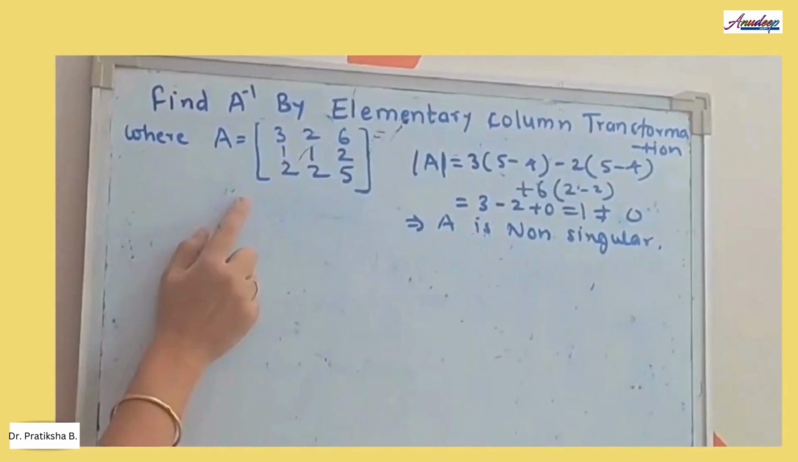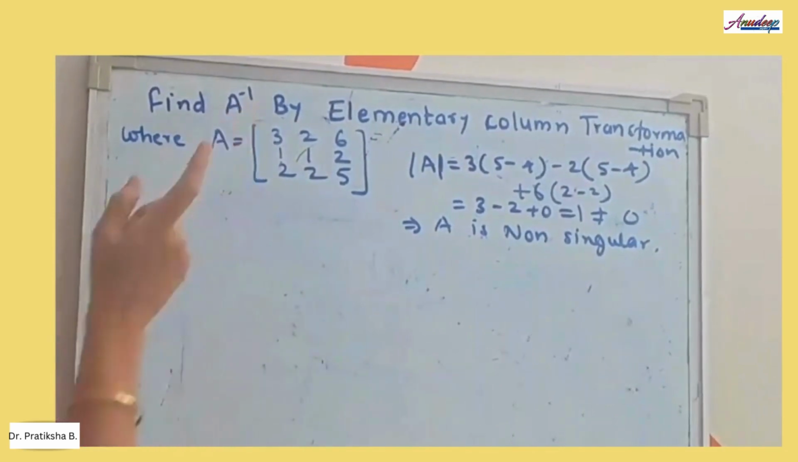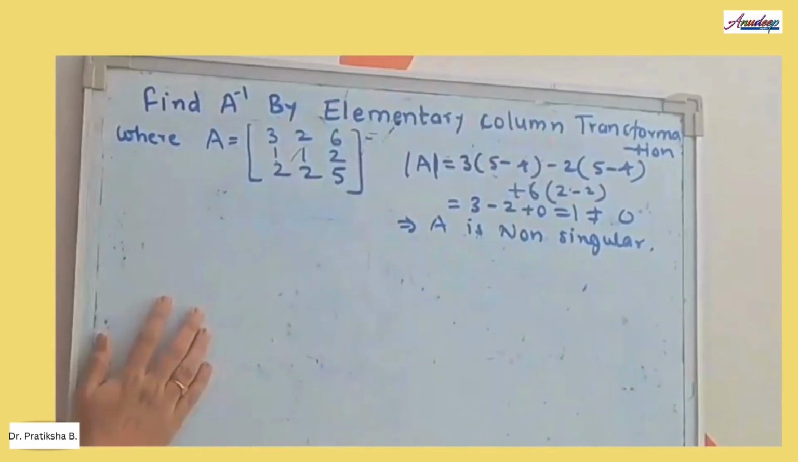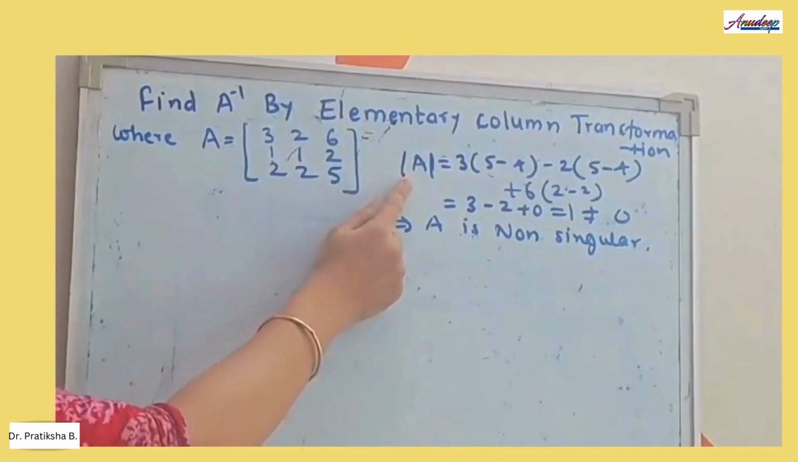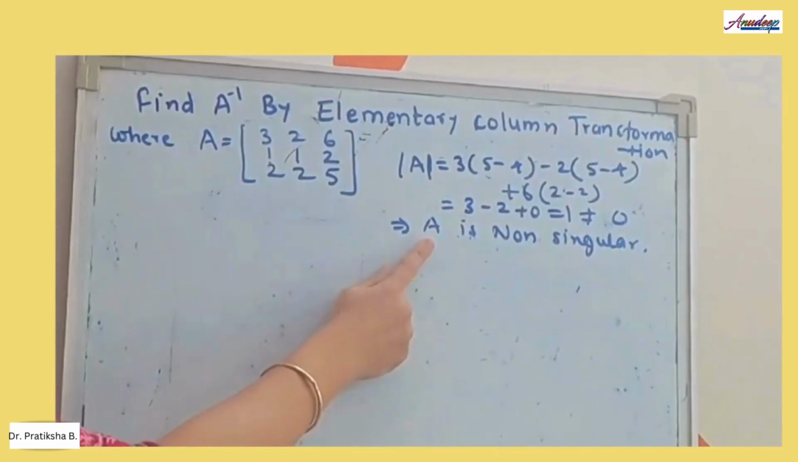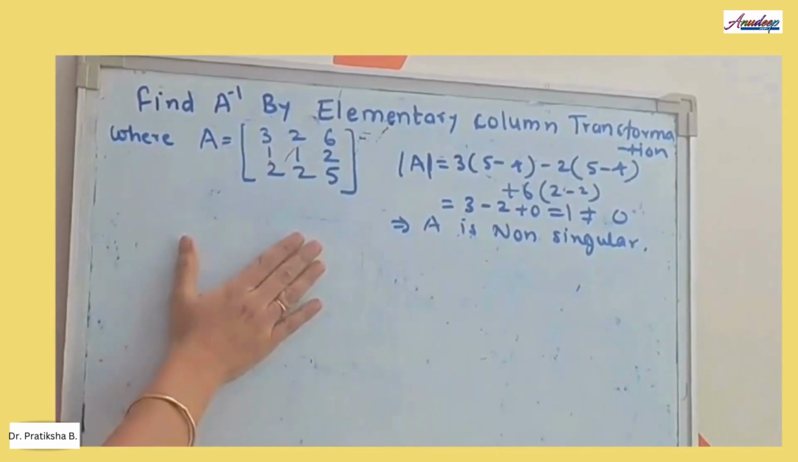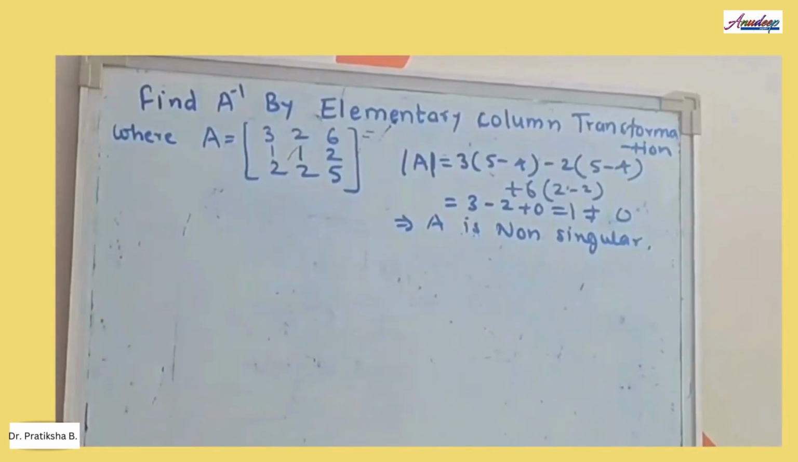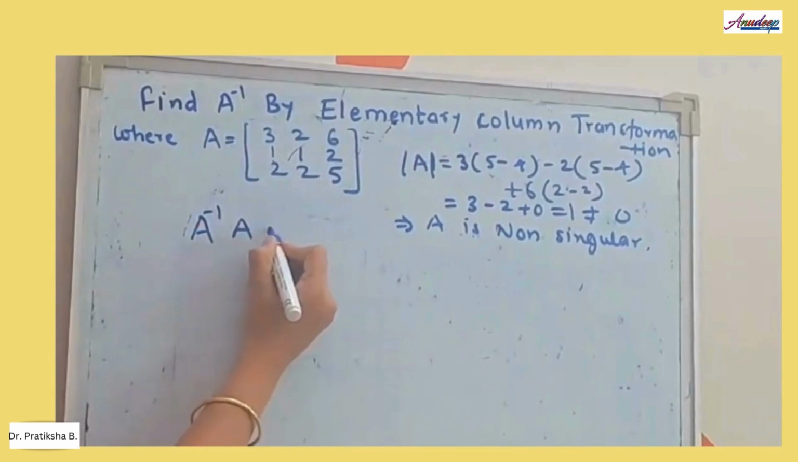So it's the same matrix A that we are going to use, and we are going to find the inverse, but now by the method of column transformation. The first step will be the same. We need to identify whether the determinant of A is non-zero. This is what we have already verified. So now let us proceed with the column transformation. With the elementary column transformation, we use the formula A inverse into A equals I.